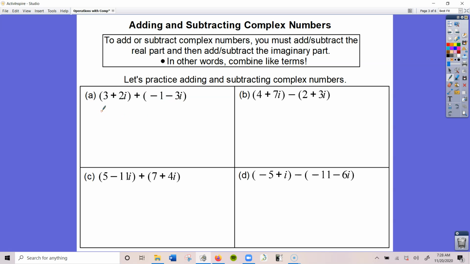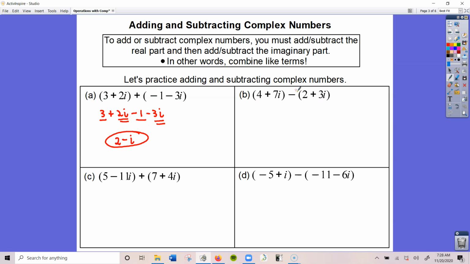This is the same as saying 3 plus 2i plus -1 minus 3i. And now we combine like terms. Remember that complex numbers are always written as a plus bi, the real part and then the imaginary part. So I'm going to first combine my real parts, 3 minus 1 is 2, and then combine the imaginary parts. 2i minus 3i is -i.